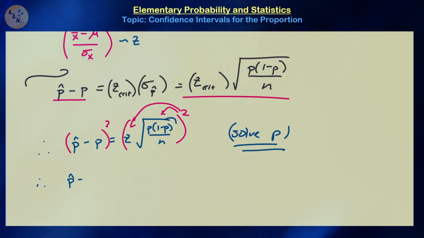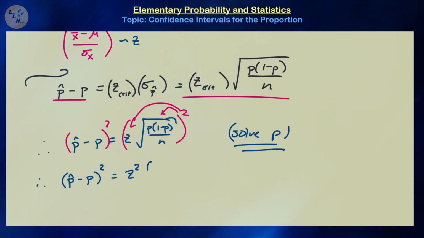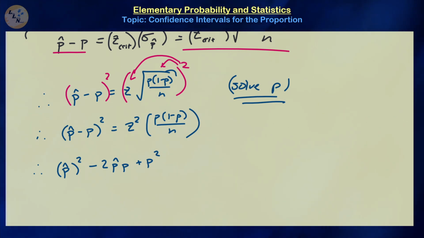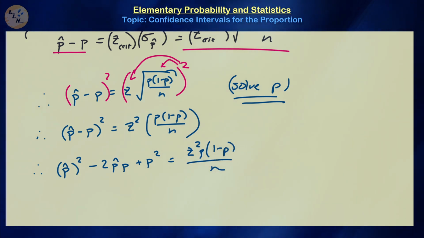So I'm going to have p hat minus p squared equals z squared times p times 1 minus p all over n. And then I can distribute this p hat minus p term by using, foiling or whatever method you're familiar with. So that's going to be equal to p hat squared minus 2 p hat p plus p squared equals z squared p times 1 minus p all over n.